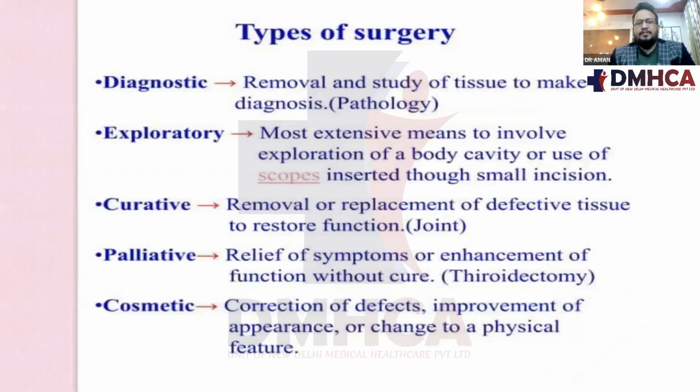So what are the types of surgeries here? We have the diagnostic one, removal and study of tissue to make a diagnosis, the pathology. Then we have exploratory, which involves exploration of a body cavity or use of scopes inserted through a small incision. Then we have the curative one, removal or replacement of defective tissue to restore function, like a joint. Then we have the palliative one, relief of symptoms or enhancement of function without cure, like thyroidectomy. Then we have cosmetic ones, correction of defects, improvement of appearance, or change to a physical feature.